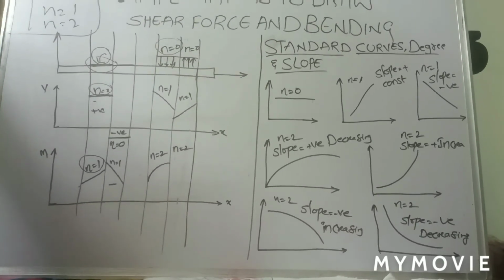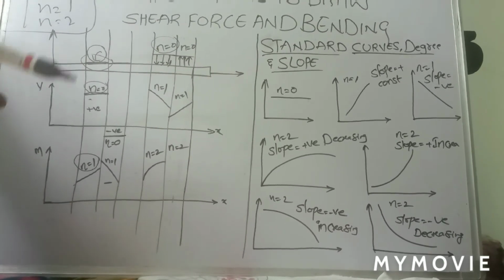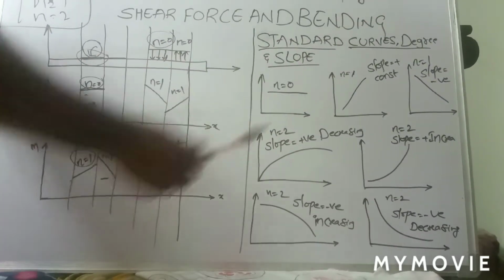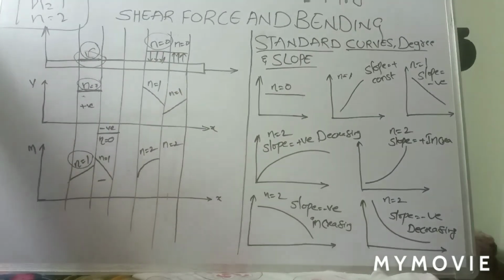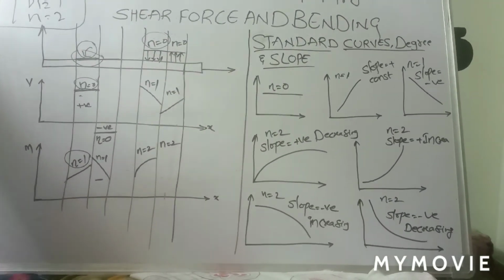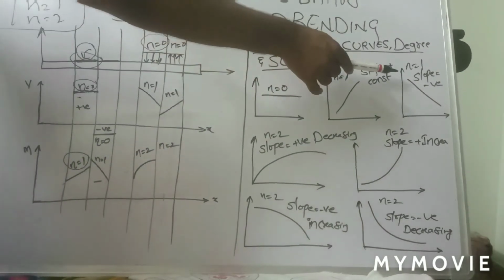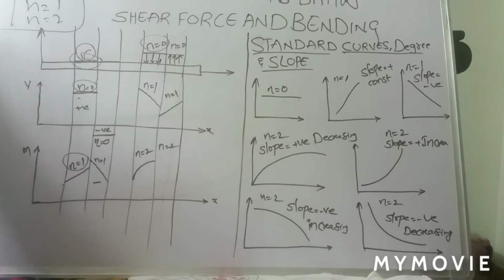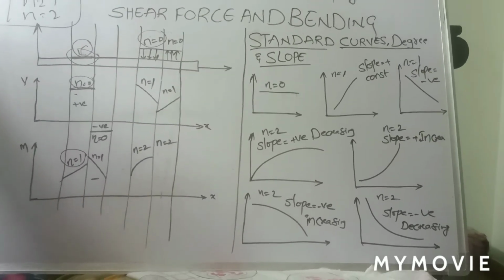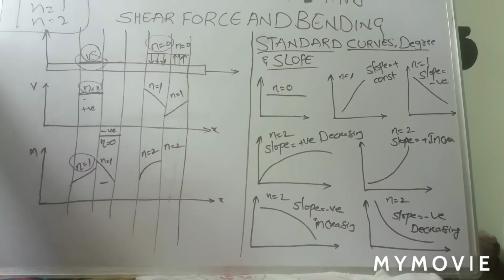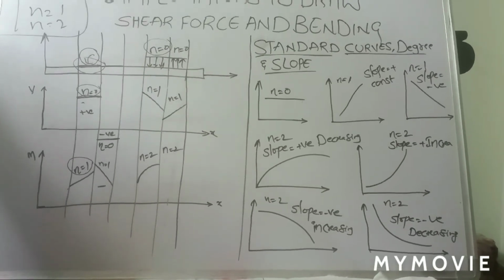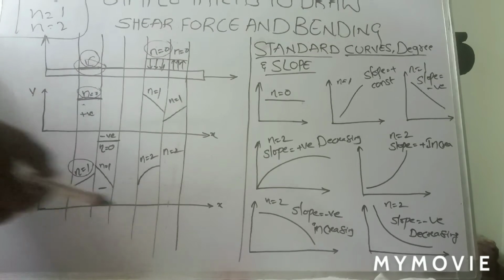So whenever you are having n equal to 1, you are having a slope value that is positive, which will be increasing continuously. Positive slope. And similarly, when n equal to 1, the slope can be negative. Both cases are possible depending upon the type of your loading condition. Remember the degree value, whether it is n equal to 0, n equal to 1, or n equal to 2. That is very, very important.